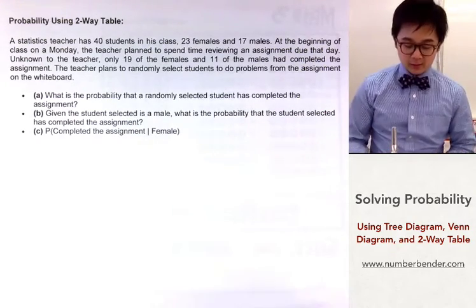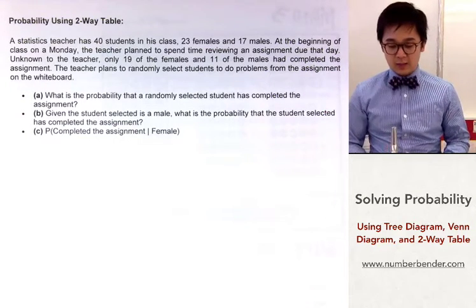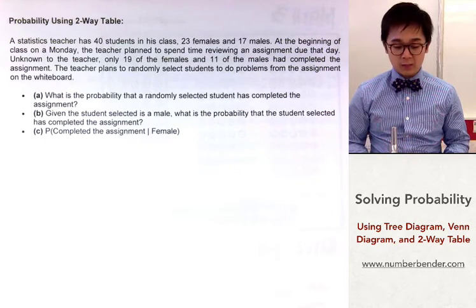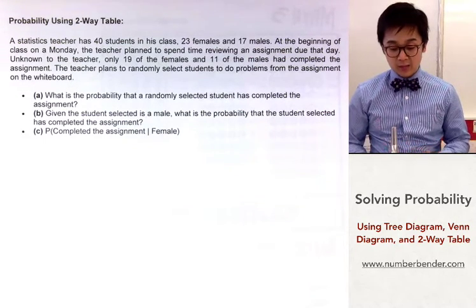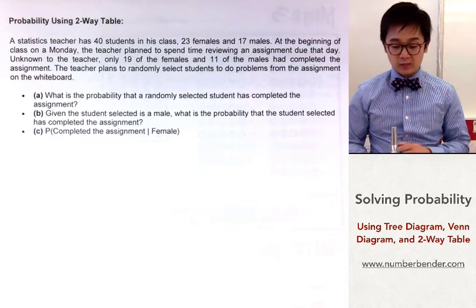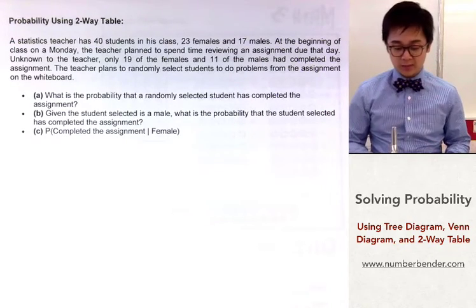So, in this case, sabi dito, a statistics teacher has 40 students in a class. 23 are females and 17 are males. Now, at the beginning of the class on a Monday, the teacher planned to spend time reviewing an assignment due that day. Unknown to the teacher, only 19 of the females and 11 of the males had completed the assignment, and then the rest of them did not complete the assignment.